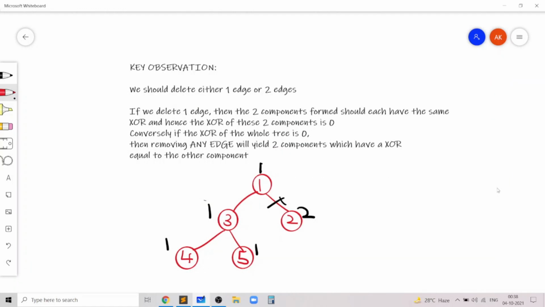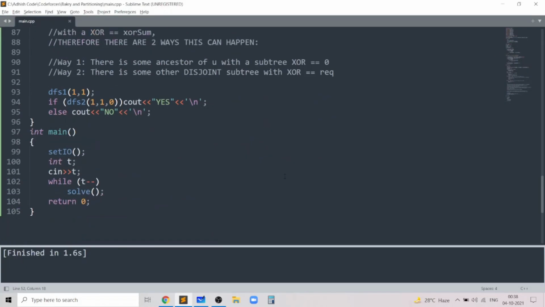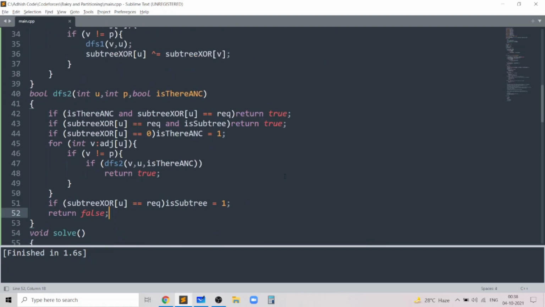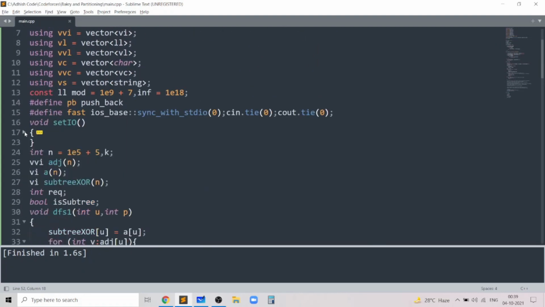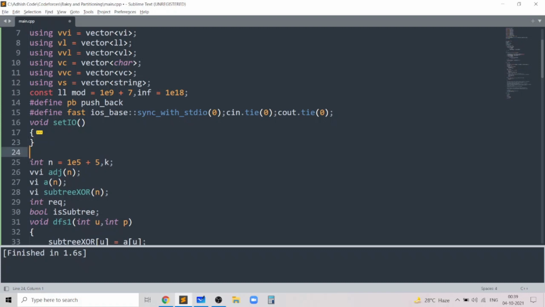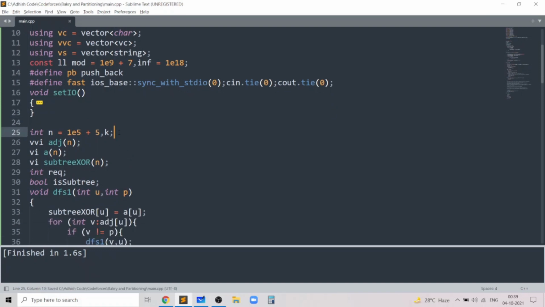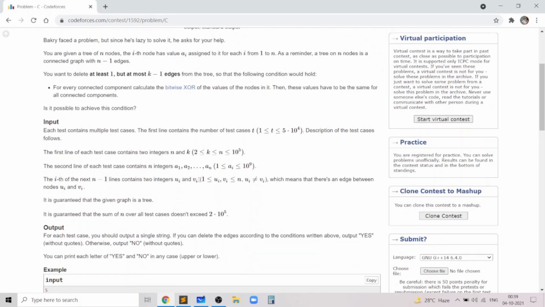Now I'll show you the code implementing the same idea. So in the code, which is slightly long, I will store the variable n, which represents the number of nodes, k, which represents the number of edges. Note that k is not used that much, except for the case when k is equal to 2. So only in that case k is used, otherwise k is not used. Then I store the adjacency list. I store all the values of ai in the vector a.